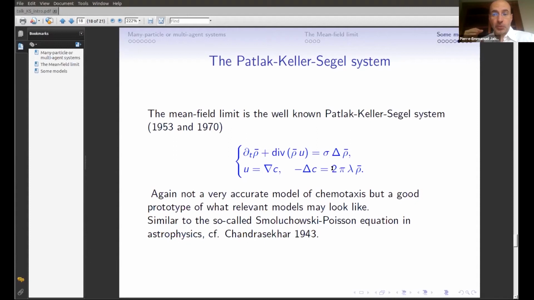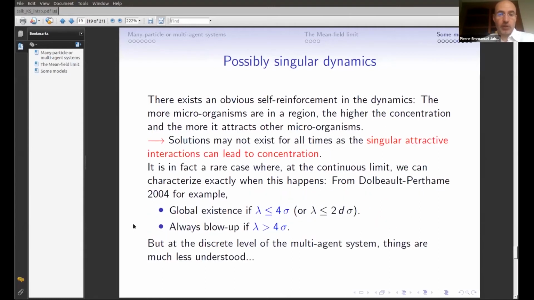Rho bar for me is a probability density, so it has total mass 1. And second, the way I use lambda, you see here, I put the 2 pi, which comes from the Green function, explicitly in front of it. Now, as I said, this is a nice system.